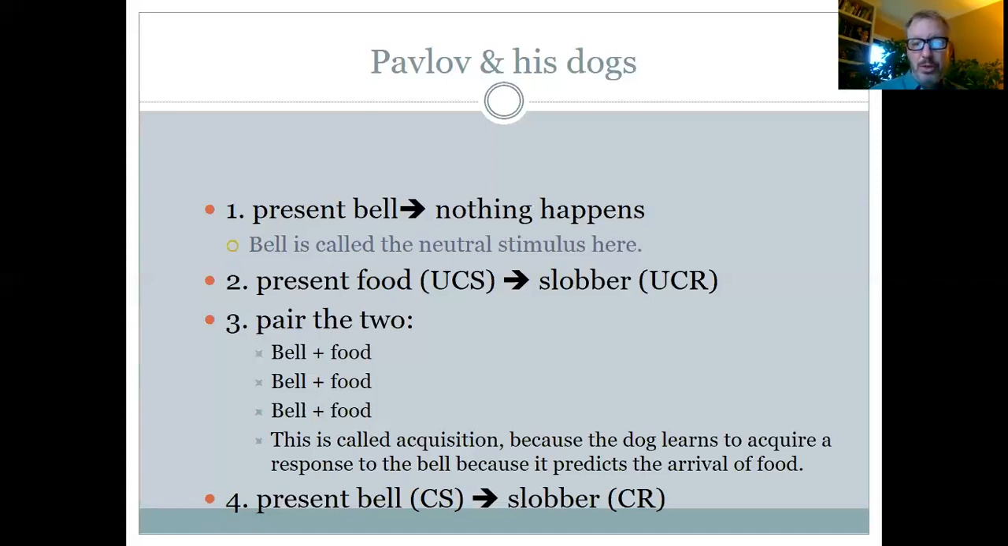What Pavlov realized he could do was take something neutral, like the sound of a bell, and use that to predict the appearance of food. If he did that consistently enough, at some point when he just rang the bell, the dogs would start to salivate. So what was originally a neutral stimulus, the sound of a bell, gains a lot of meaning and value. It becomes a learned stimulus, or by the end of this experiment, a conditioned stimulus. The dog learns, oh, when I hear the sound of the bell, I'm going to salivate.